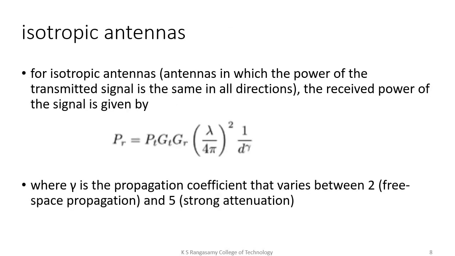Next, the isotropic antenna. For isotropic antennas, the power of the transmitted signal is the same in all directions. The received power of the signal is given by PR equals PT GT GR into (lambda divided by 4 pi) whole squared into 1 divided by d to the power tau. Here tau is the propagation coefficient that varies between 2 and 5, where 2 is free space propagation and 5 is strong attenuation.